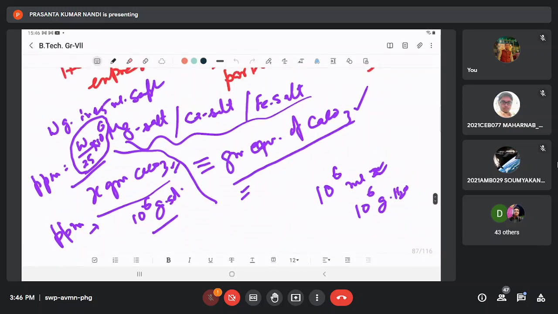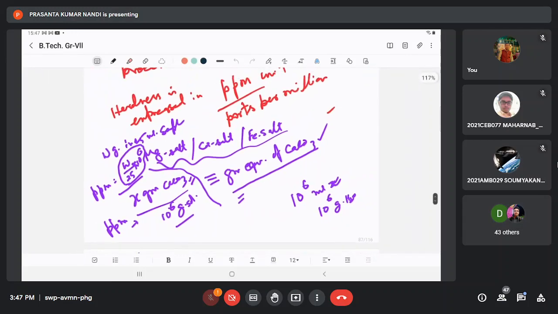How to report ppm? From the titrations, we have to find out what is the equivalent amount of calcium carbonate present. And if you know that amount, then multiply it with the equivalent weight of calcium carbonate. And you know how to calculate equivalent weight of calcium carbonate, that is molar mass divided by 2. So in this way, we have to express it at the ppm level, that is 10 to the power 6 grams. Suppose calcium carbonate is present in 10 to the power 6 grams of water solution.